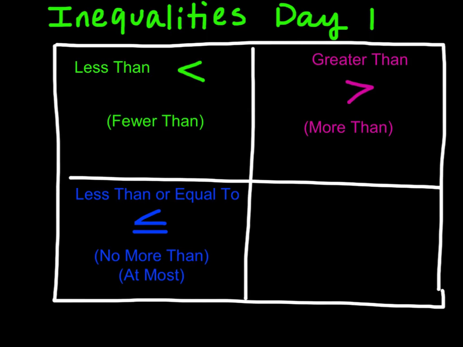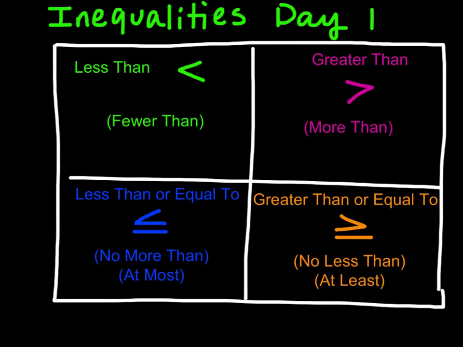This also means no more than or at most. Then there's greater than, which means more than. And then finally we have greater than or equal to, that again has that little line underneath it to show that it's also equal to. This means no less than or at least.